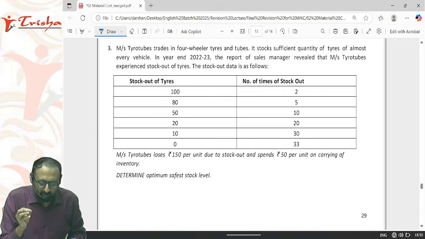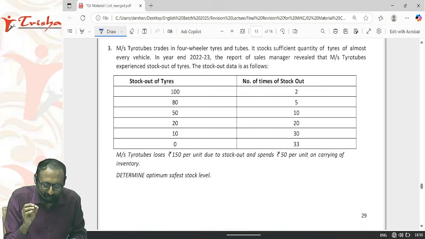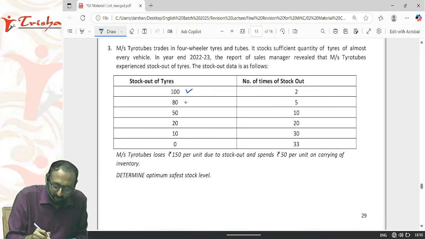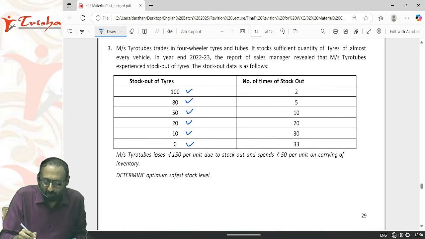Thyro Tube trades in four-wheeler tire and tube. It stocks sufficient quantity of tire for almost every vehicle. In year 22-23, the report of the sales manager revealed that Thyro Tube experienced stock out of tire. The stock out data is as follows. Stock out 100, 80, 50, 20, 10, 0. Number of times occurred: 2, 5, 10, 20, 30, 33.